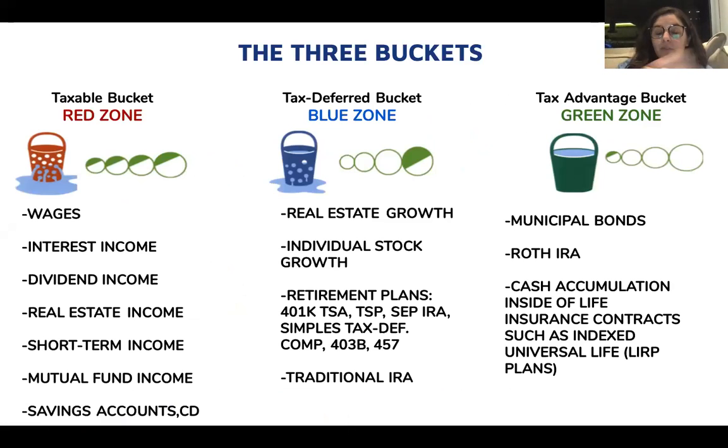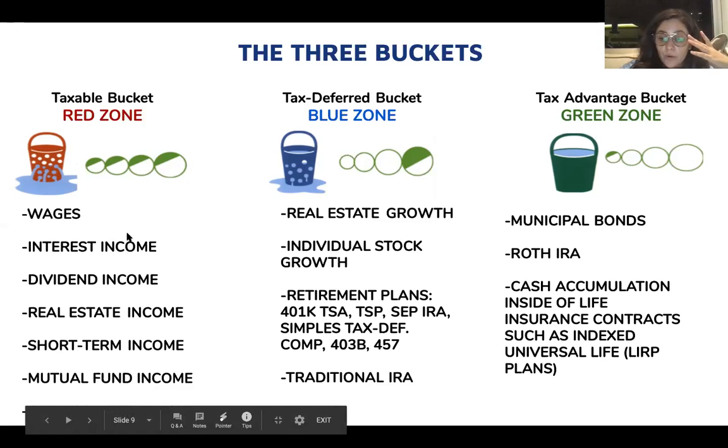So we've seen these three buckets, and you're going to have them also in your other presentation, the regular presentation for financial planning, which you're going to see very soon, which talks about the red zone, the blue zone, and the green zone. We know that they tax everything. Now there are different buckets where we can put our money, and depending on the zone, it's how much taxes we're going to pay on that.